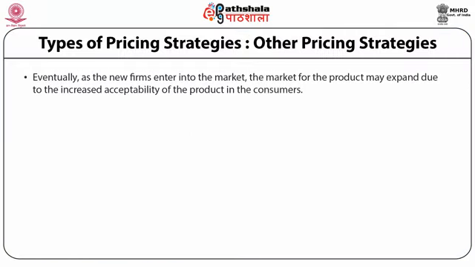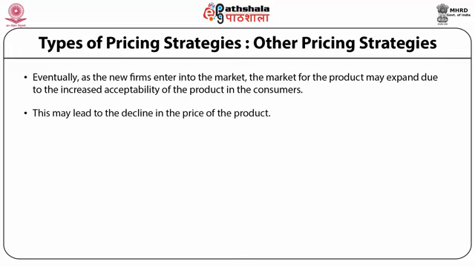As a result, the firm may have to spend heavily on advertising. This increases the costs of the product and becomes one reason for fixing a high price for it. Another factor in deciding the price strategy in this case is the number of rivals in the market. Since the product is new, it may not have any rivals, so the firm fixes a high price initially. Eventually, as new firms enter the market, the market for the product may expand due to the increased acceptability of the product among consumers.